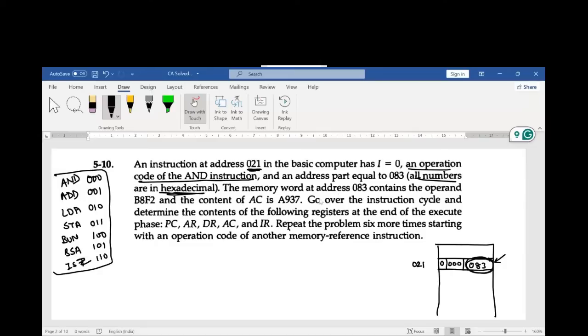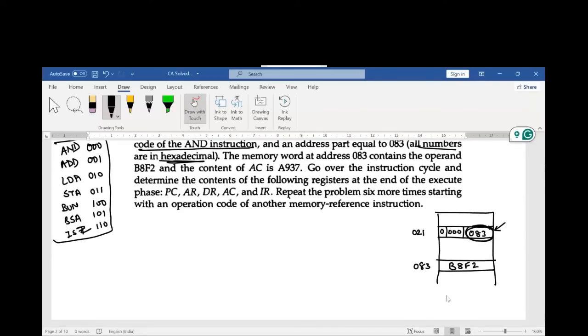Now what else is given to us? Memory word at address 083 contains the operand B8F2. So you have again at address 083 we have B8F2. Again this is in hexadecimal. Okay. And the content of accumulator is A937. You are also told that you have your accumulator, and its value is A937 initially.